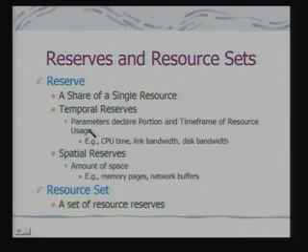So this is related to two basic concepts, which we talk about as reserve. A reserve is a share of a single resource. There can be temporal reserves and there can be spatial reserves. Temporal reserves are parameters which declare the portion and time frame of resource usage: CPU time, link bandwidth, disk bandwidth. These are effectively temporal resources. Spatial reserves are an amount of space, it can be memory pages, network buffers. So everything gets allocated to a process via the resource kernel. And a resource set is a set of resource reserves.